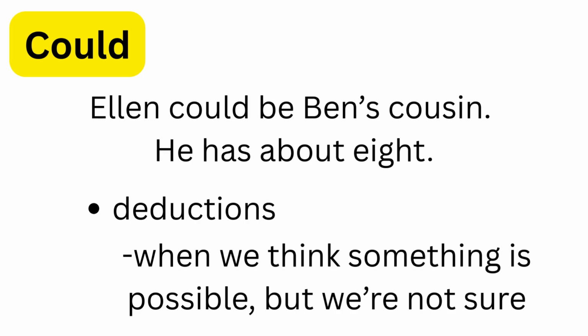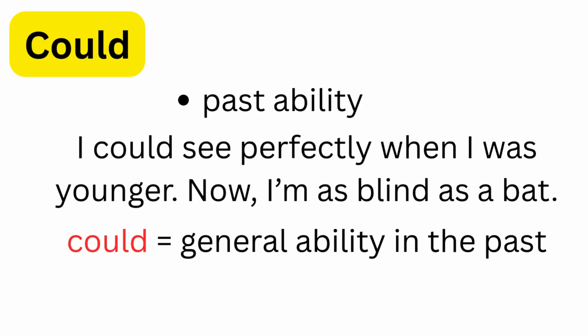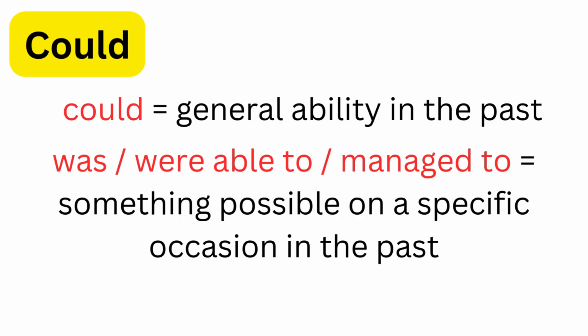So, how else do we use could? Well, it's actually pretty similar to can in many ways. Earlier, I said we use can to talk about present ability. We use could to talk about past ability. For example, I could see perfectly when I was younger. Now, I'm as blind as a bat. That's a common simile, it means you can't see very well. So, could expresses general ability in the past. To talk about something that was possible on one specific occasion in the past, we usually use was or were able to or managed to, not could.